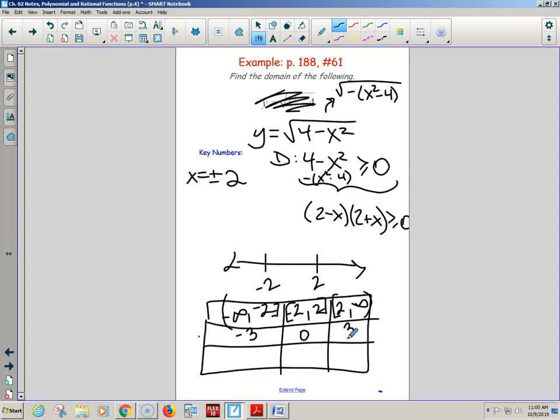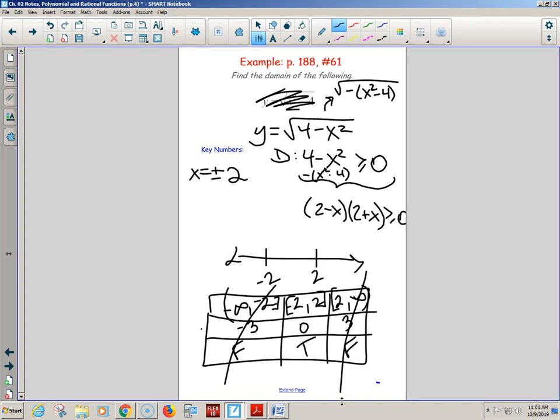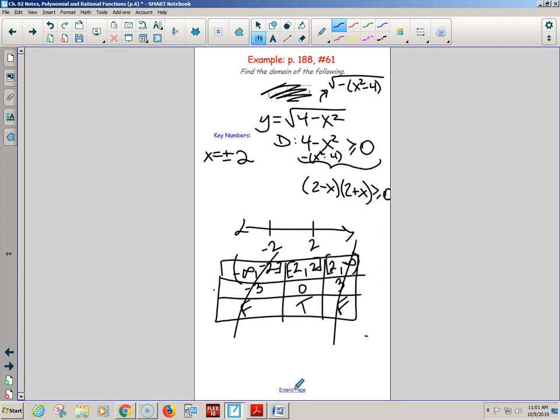So if I plug in negative 3, you could plug it in way back here. 4 minus 9. Is that good or bad? That's like undefined, so forget him. He's not even real. If I plug in 0, that's good. And if I plug in 3, 4 minus 9 again, that's bad. So therefore, what's my domain? -2. Okay, Sophia, go ahead.